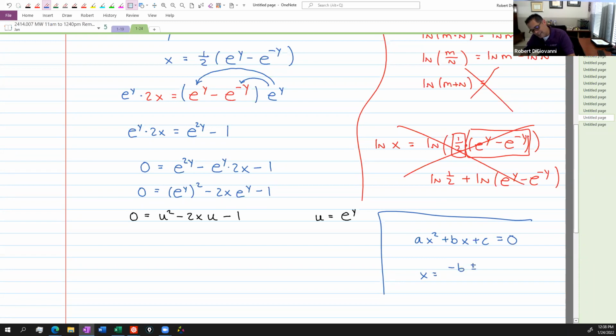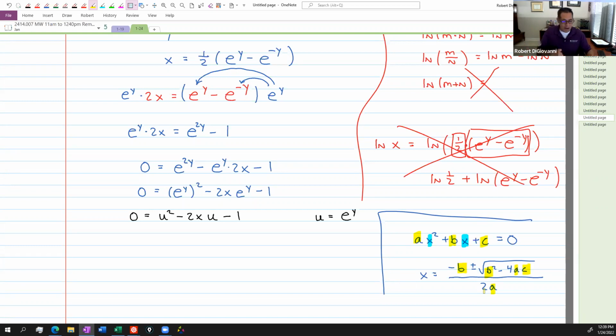Negative b plus or minus the square root of b squared minus, slow down, Robert, 4ac, I'm just watching the clock here, all over 2a. Everyone knows this formula for a quadratic, right? If you have a quadratic where your variable is x, and a, b, and c are the numbers in front of the x squared, x, and then the constant term, right? That's the formula you use.